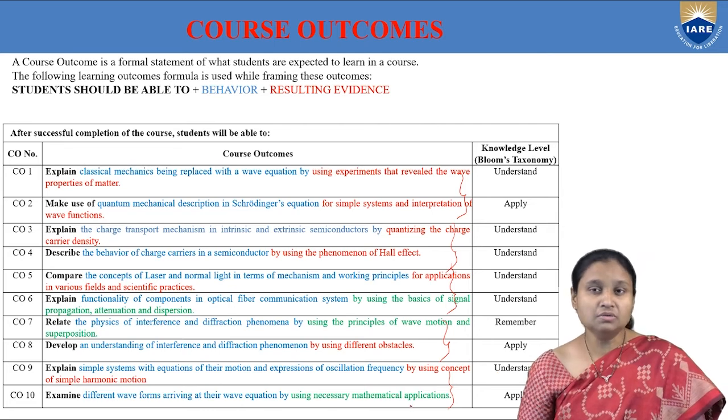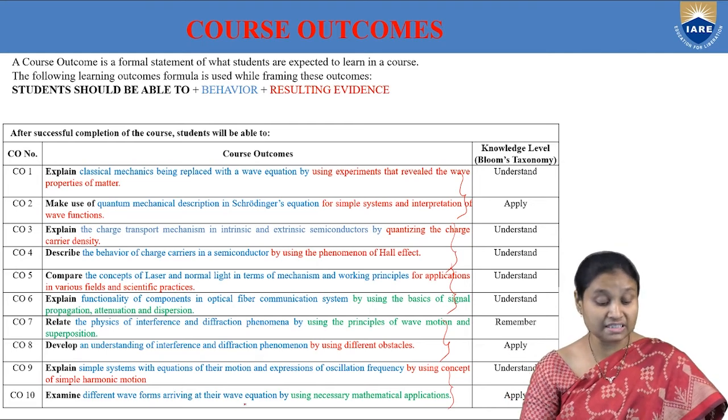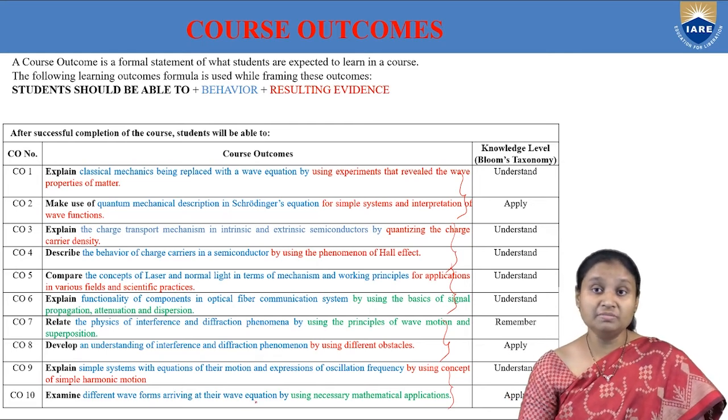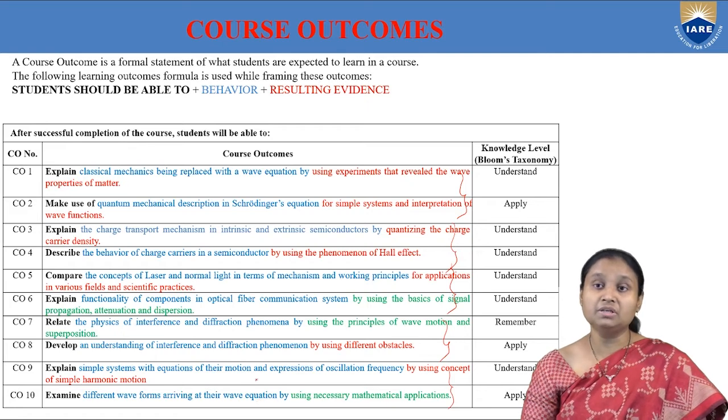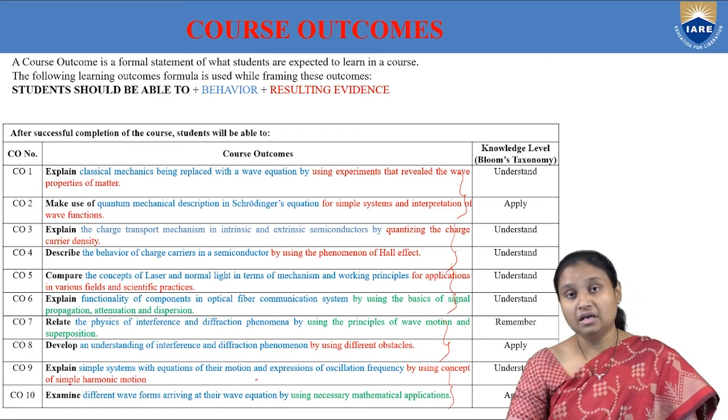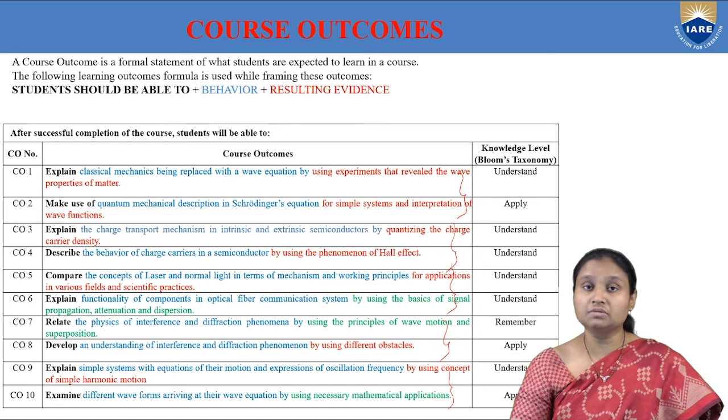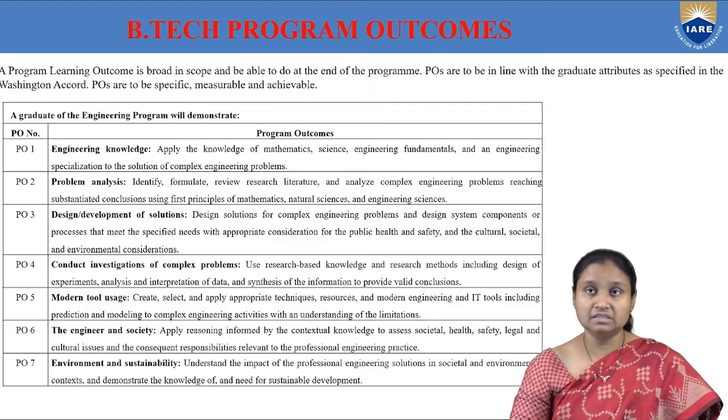And coming to the last course outcome, this is the application part of Bloom's taxonomy level, where the student will be able to examine different waveforms, arriving at their wave equation by using necessary mathematical applications. So a total of 10 course outcomes are given for the engineering physics syllabus.